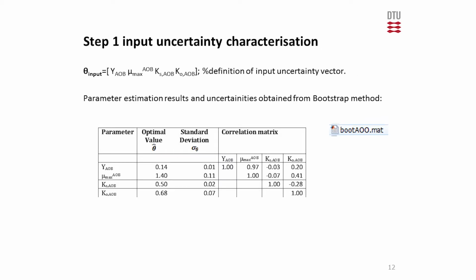Following the problem statement, the uncertainties are considered in the estimated AOB parameters. The mean and standard deviation estimates are taken from the bootstrap method, together with their correlation matrix. These data are saved in the boot AOB data file.